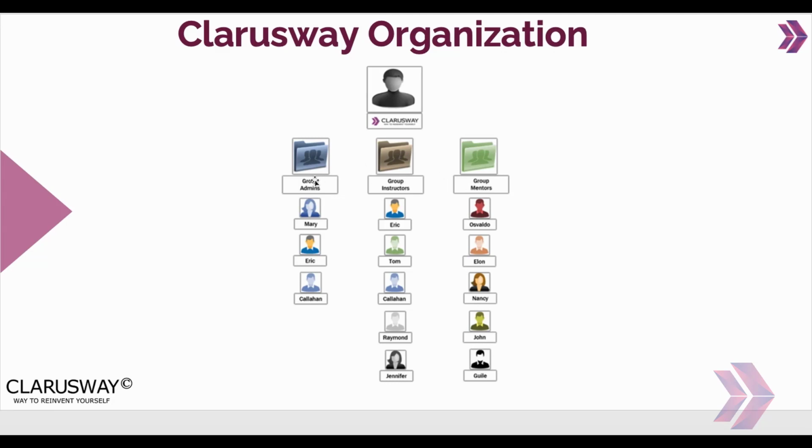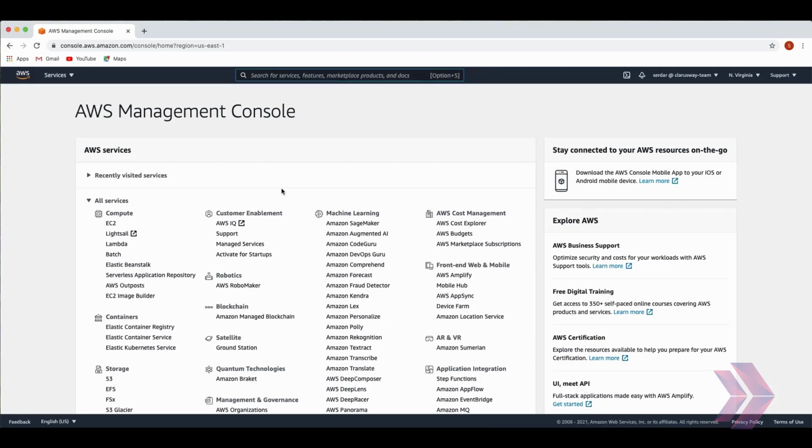First of all, we will create the admin group and attach privileges of administrator access policy. Then we will create instructors group and attach S3 list only access policy, which was created in the previous video. We assume that they need to see the list of contents in the curriculum which are stored in the S3. Finally, we will create the mentors group and attach the password change policy, which we create also in the previous video. Let's get started. To create groups, log into your AWS account and go to the IAM service.